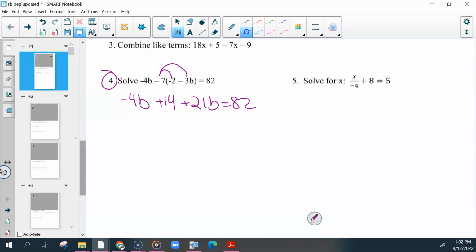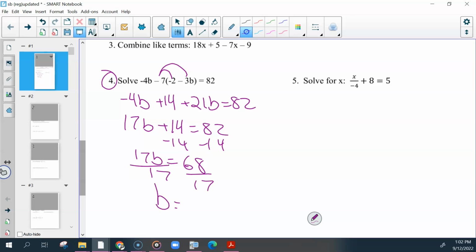Then combine like terms, do what's on the same side. So -4 plus 21, 7. And then get b by itself. Move 14 by subtracting. I see where I am. Got it. And then divide both sides by 17. 4, I believe, was the answer. Yeah. I forgot to bring down the 14. That would do it.